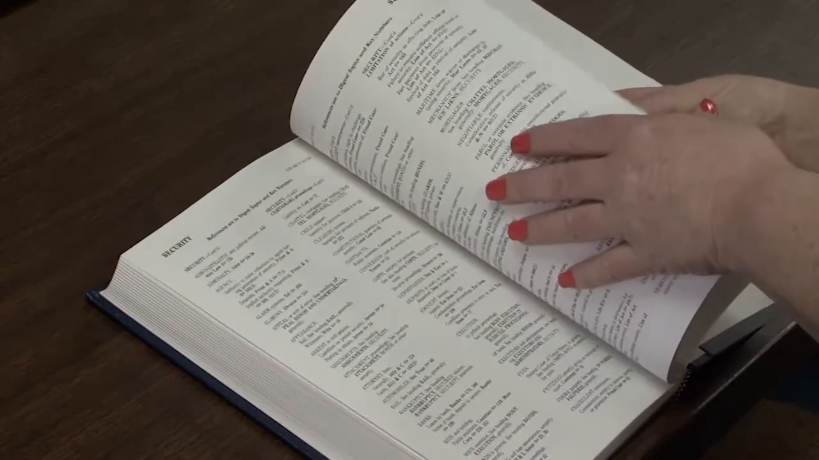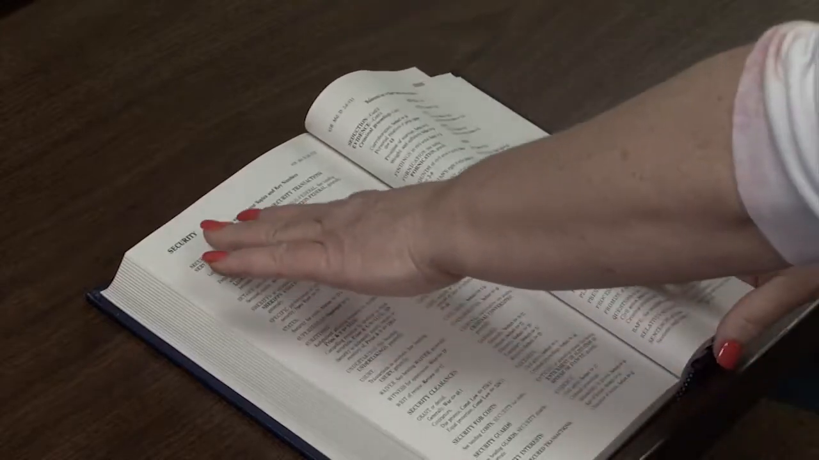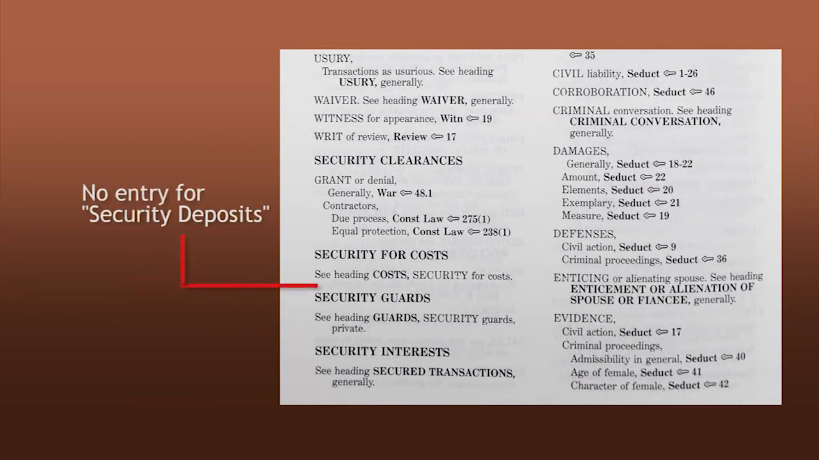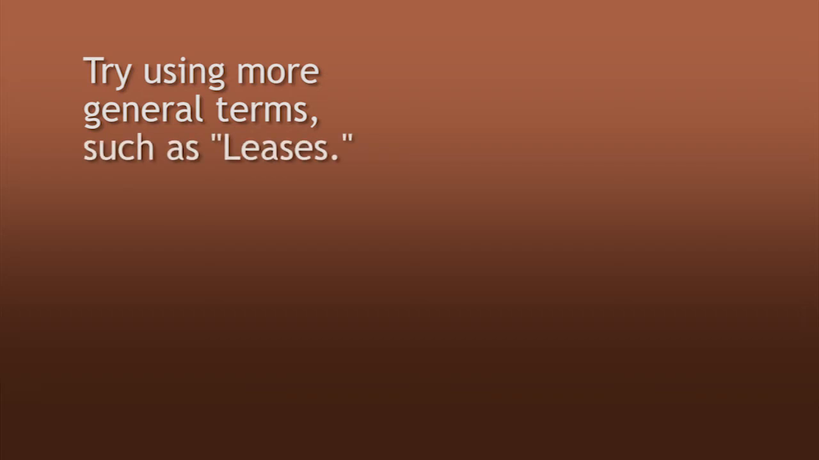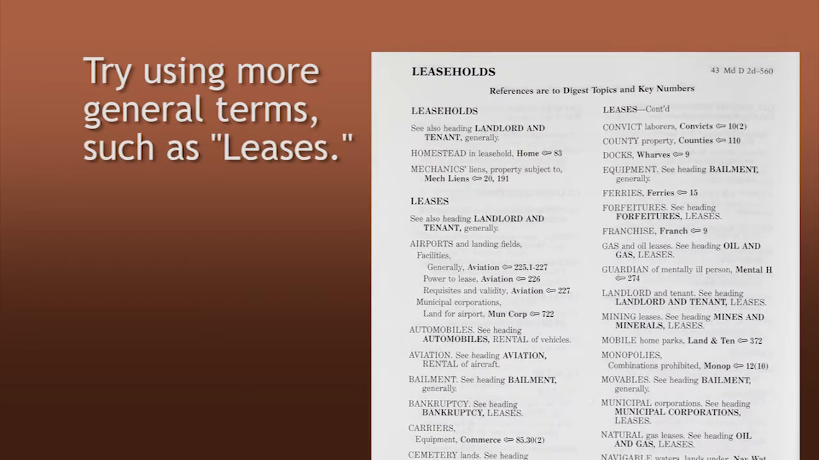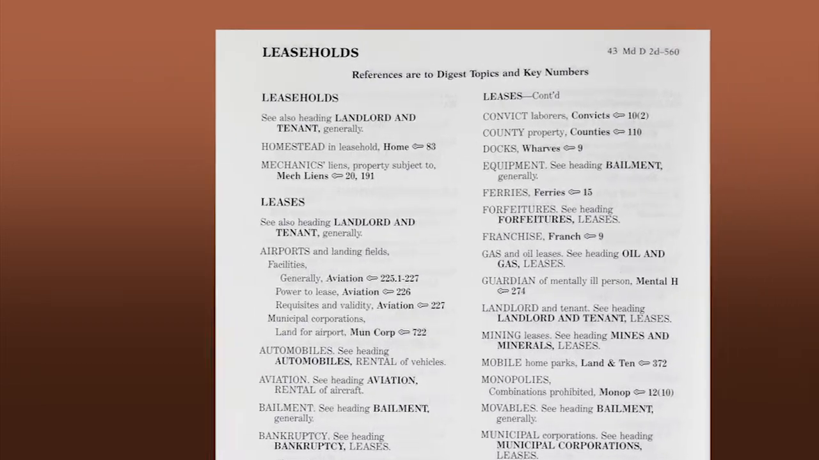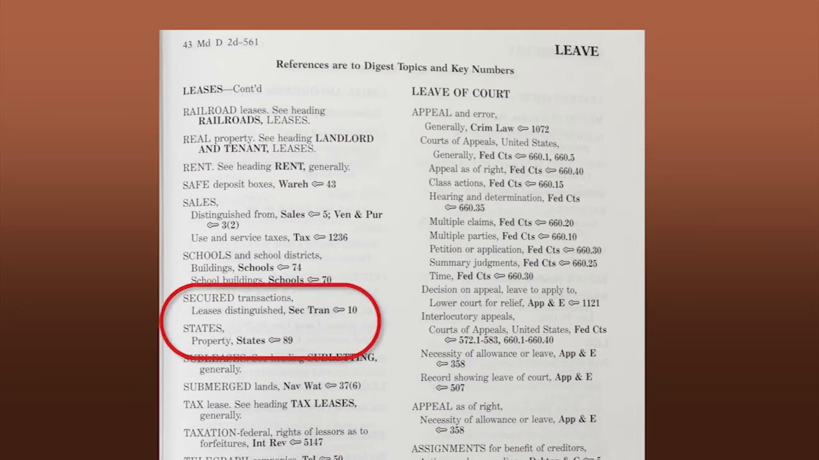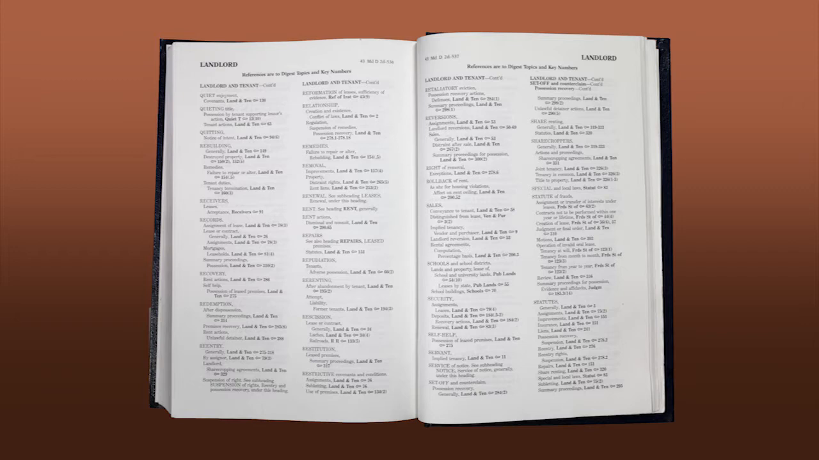To start your research, you would go to the descriptive word index of the digest and look up the phrase security deposit. You notice there is no entry for security deposits, so now you need to come up with other descriptive words or phrases to research. A suggestion would be to try more general terms, such as leases, since security deposit provisions are contained within a lease. Under leases, you see an entry for landlord and tenant generally, but nothing for security deposits. The Digest uses internal cross-referencing in the index to aid you in finding the correct topic to research under.